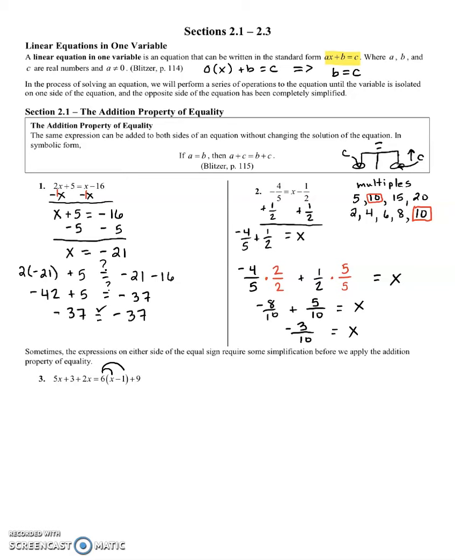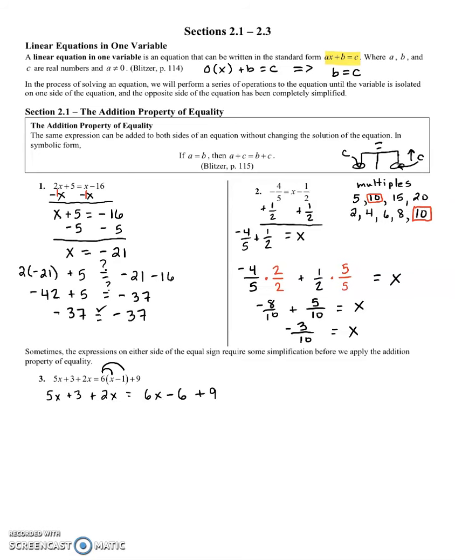So, to check yourself, first we need to distribute this 6. So we have 5x plus 3 plus 2x equals 6x. 6 times x is 6x. And 6 times a -1 means we have -6. And then we still have that plus 9 tacked onto the end.